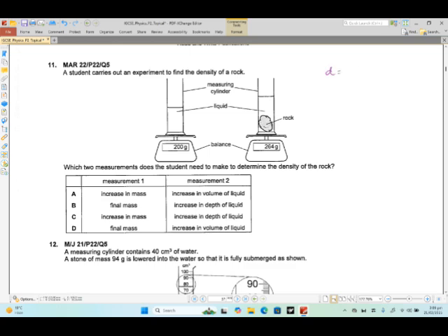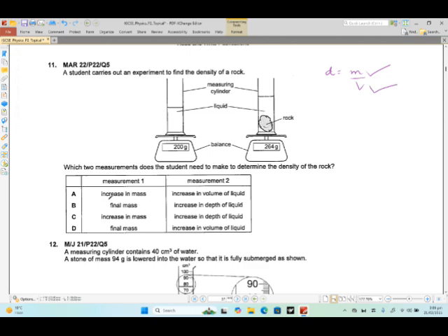Again, density is equal to mass per volume. So let's go through the question. Which two measurements does the student need to make to determine the density of the rock? We know that we need two values, and they are mass and volume.